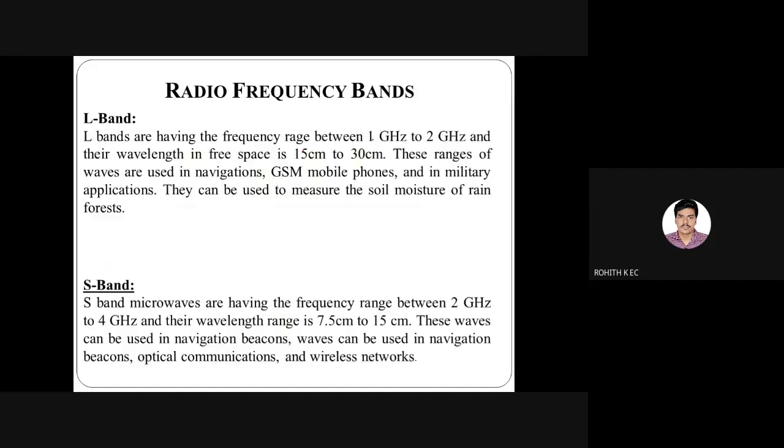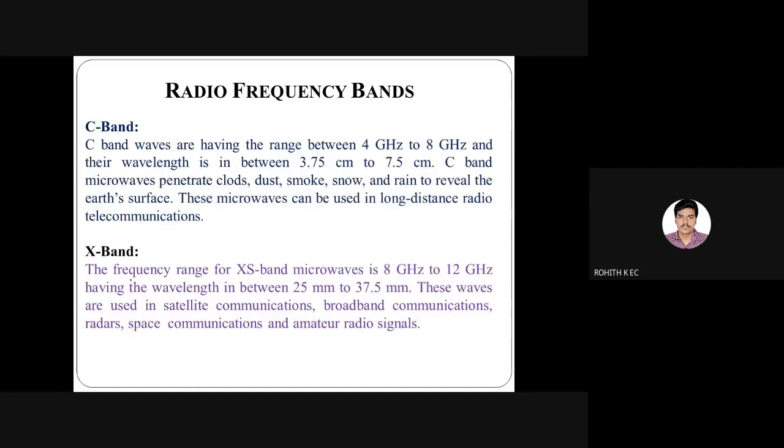So L is the range from 1 to 2 gigahertz with the wavelength ranging from 15 centimeter to 30, and these were used in the 2G mobile phones. Then S band ranges from 2 to 4 gigahertz, used for navigation, beacons, wireless networks, etc. And like this, we have C band, X band, etc., each catering for a particular application.